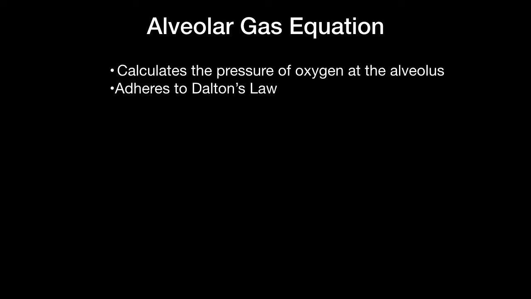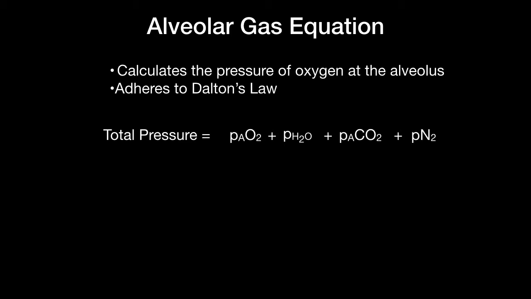The alveolar gas equation is really just part of Dalton's law. Dalton's law, if you remember, is total pressure is equal to a bunch of partial pressures. And when it comes to the alveolar gas equation, the total pressure is the atmospheric pressure. The partial pressures that are combined at the alveoli are the partial pressure of oxygen, that's PAO2, which means partial pressure of O2 at the alveoli, plus the partial pressure of water in the alveoli, plus the partial pressure of carbon dioxide in the alveoli, plus the partial pressure of everything else. Most of that is just nitrogen.